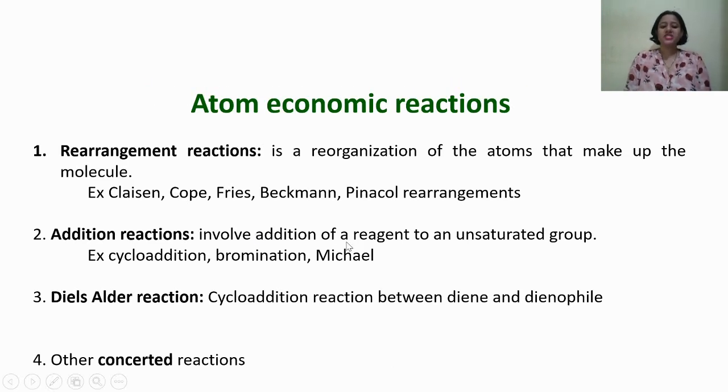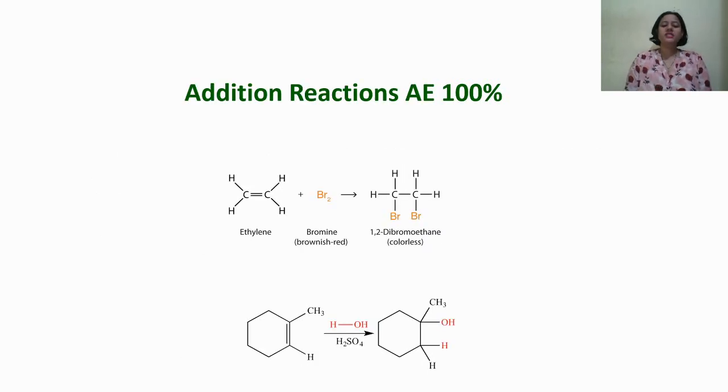Now, what are addition reactions? Addition reactions involve addition of a reagent to an unsaturated group. Examples: cycloaddition, bromination, or Michael addition reaction. This is an example of an addition reaction where atom economy is 100%. Ethylene, when treated with bromine, gives 1,2-dibromoethane, the addition product. Another example is the hydration reaction. Both these reactions have 100% atom economy, as the formula weight of the product formed is equal to the sum of the formula weights of both the reactants.